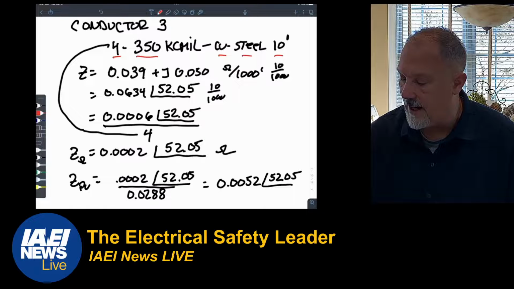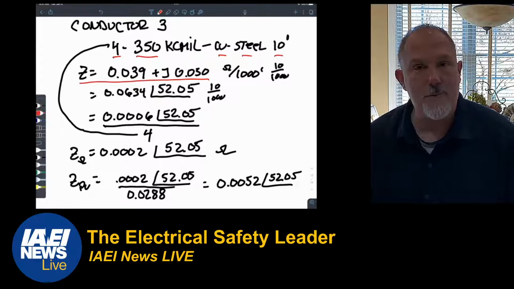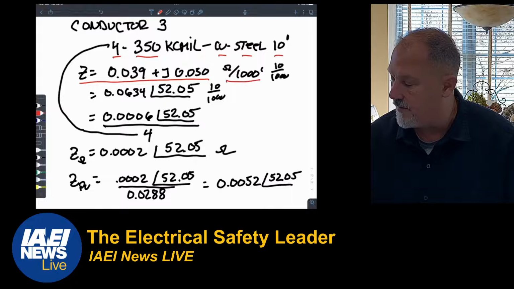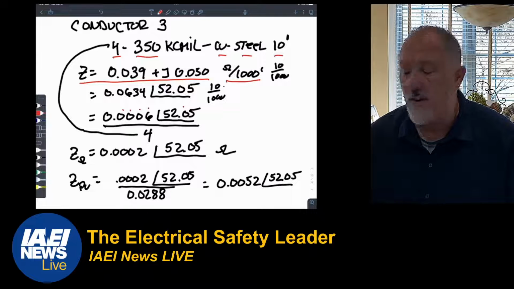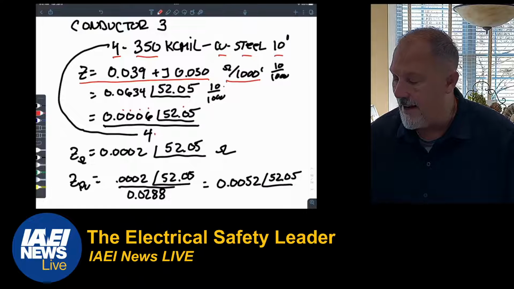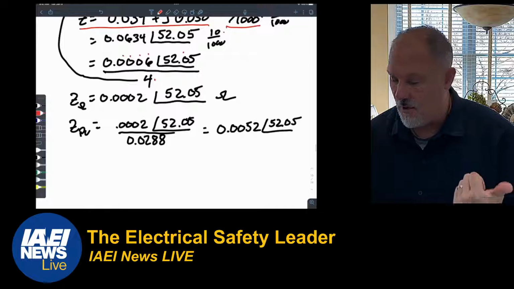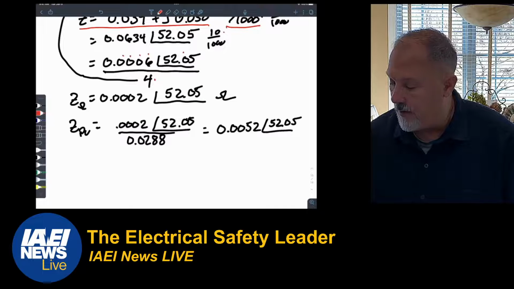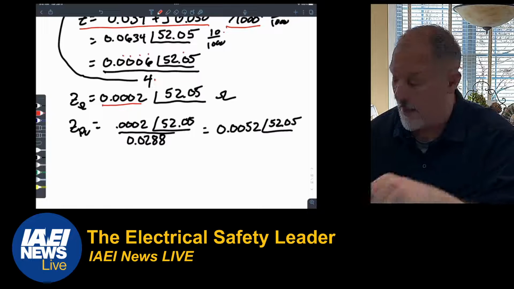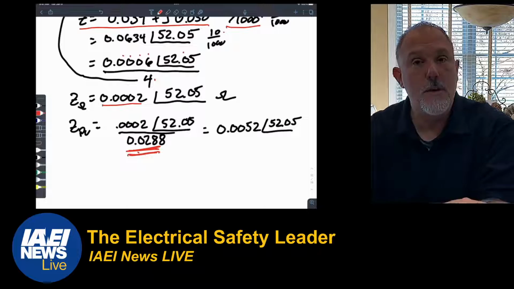This is out of table 9, chapter 9, ohms per 1,000 foot. I got to multiply that by 10 foot over 1,000, and I get 0.0006 at an angle of 52.02. I divide that by 4 because of 4 conductors in parallel, and I get an ohms value of 0.0002 at an angle of 52.05. I have to calculate that on the new base, but why did I use 0.0288?